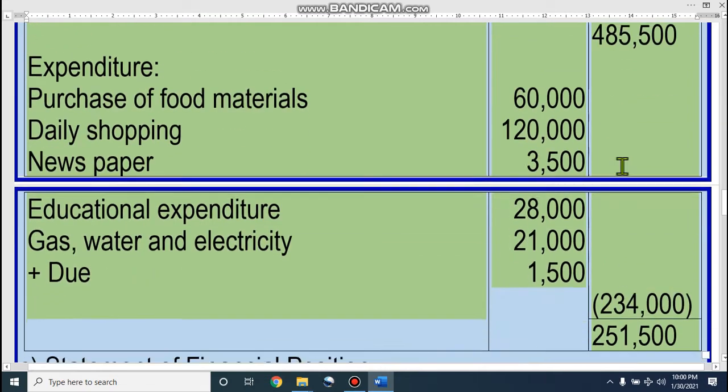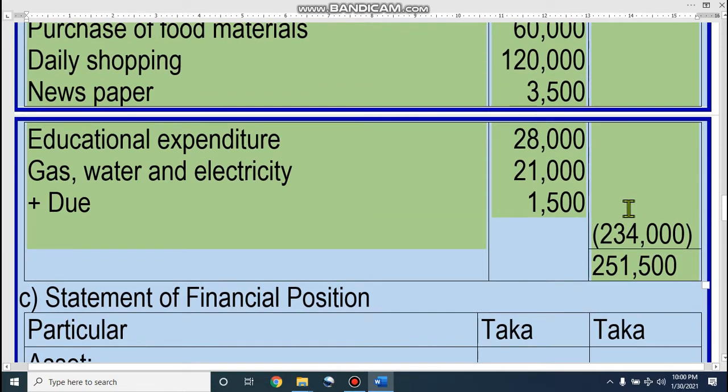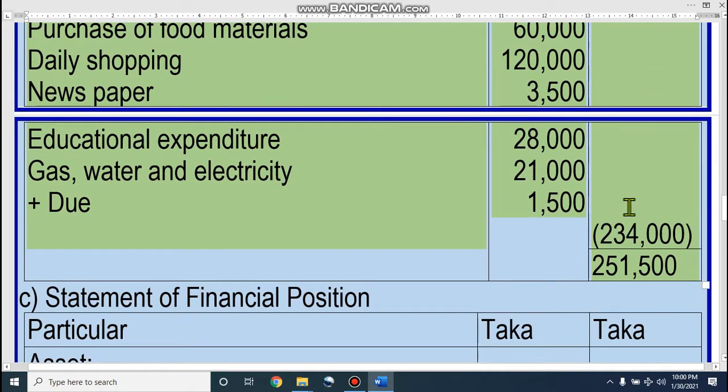This is our surplus of income. That means after subtracting expenditure from income we have surplus income of 2,51,500. If the expenditure is more, that time it is a deficit of income, but this family has a surplus, they are earning more money than whatever they are spending. So this surplus of income will be added to the family fund.